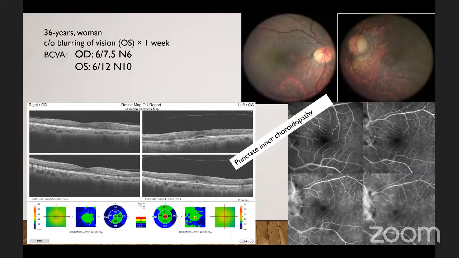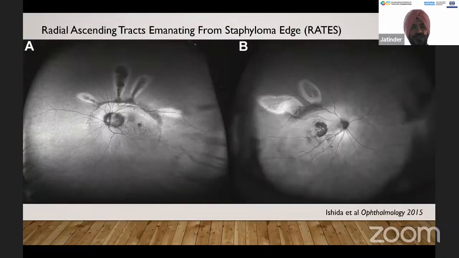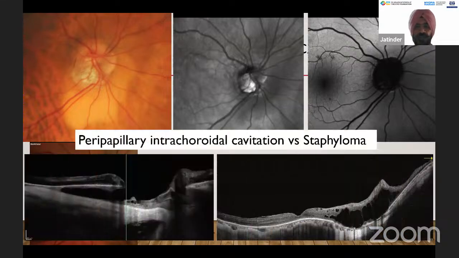If you see multifocality of large hyperfluorescent lesions which leak profusely on FFA, this is the entity which you should be suspecting, not CNV. So these are some curio pieces. You can see what are called radial ascending tracts emanating from the staphyloma edge, also called RATs. This is something which is absolutely rare, and something which is relatively less rare is peripapillary intrachoroidal cavitation or staphyloma.